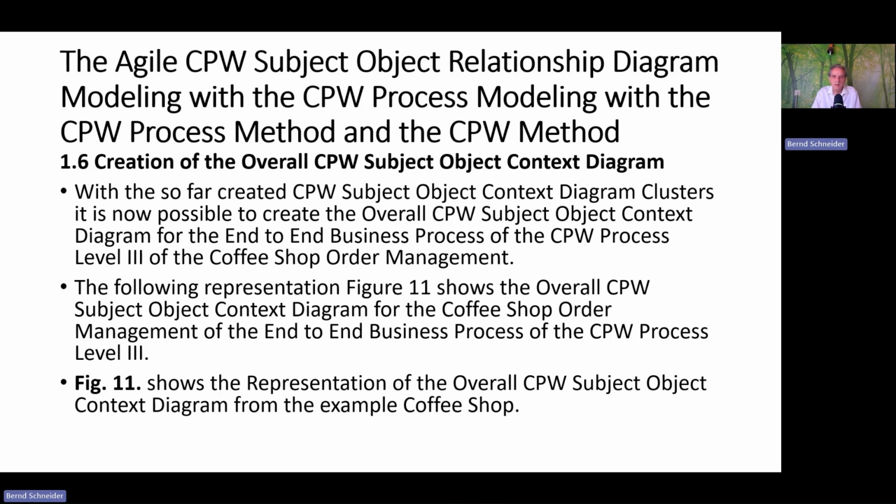The following representation, figure 11, shows the overall CPW subject-object context diagram for the coffee shop order management of the end-to-end business process of the CPW process level 3. Figure 11 shows a representation of the overall CPW subject-object context diagram from the example coffee shop.